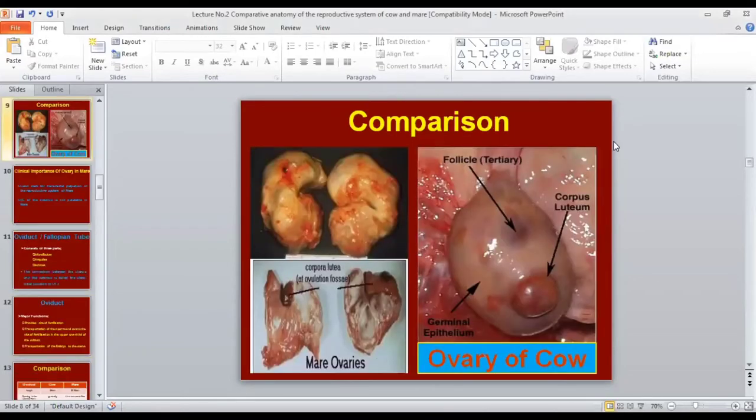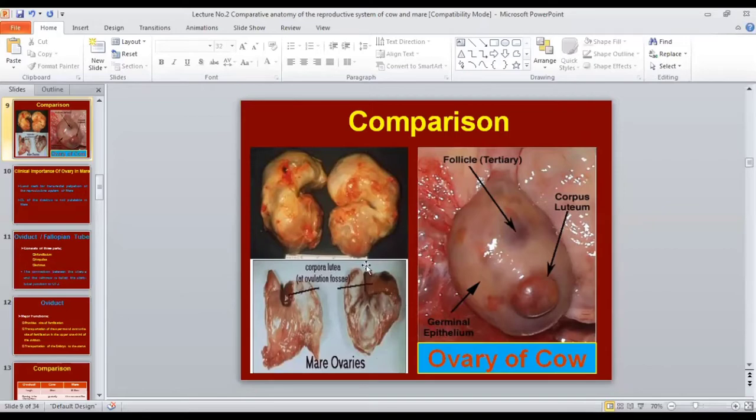So here you can see the pictures of the ovaries. You can see the picture of the ovary of a cow. You can see that it is somewhat ovoid or almond shaped, and there are different structures on the ovary. Here you can see the corpus luteum on the ovary. Then you can see the follicle, that is a well-developed follicle, the tertiary follicle.